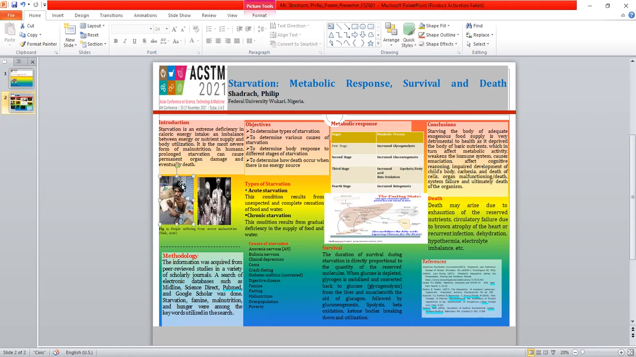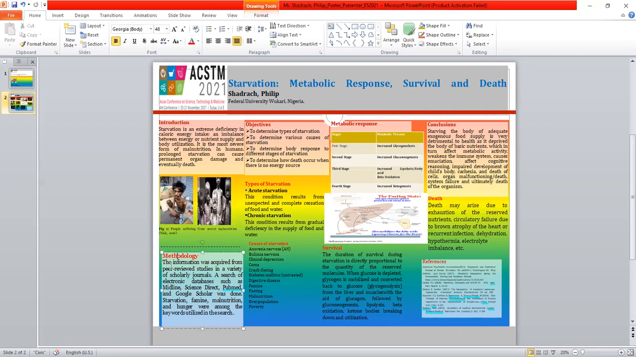This figure depicts people that are suffering from starvation or acute malnutrition. Objectives of the study: to determine types of starvation, to determine various causes of starvation, to determine body responses to different stages of starvation, and to determine how death occurs when there is no alternative energy source.